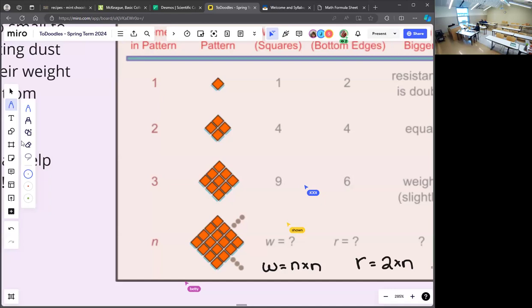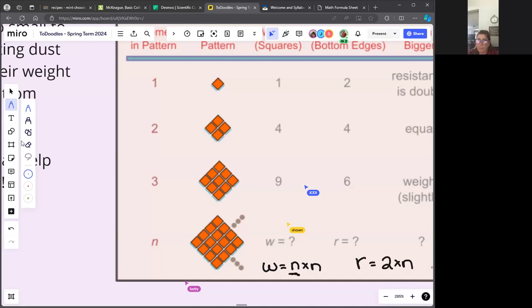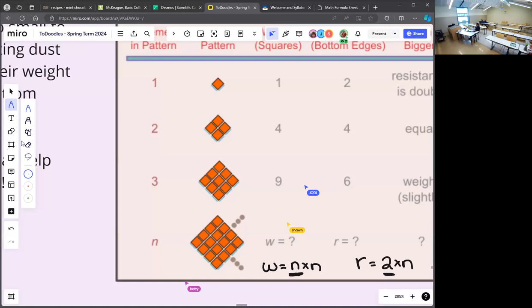And I don't know how much bigger the weight has to be compared to the air resistance. That's a physics question that I don't know. But eventually, the row times itself is going to get so much bigger than just double the row that the dust particle is going to be heavy enough to fall. Maybe that takes 100 times 100 compared to 20. Or maybe it takes 1,000 times 1,000 compared to 2,000. Okay. But eventually that will happen, because this pattern gets bigger much faster than that pattern.